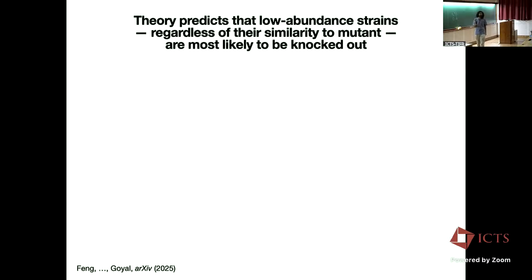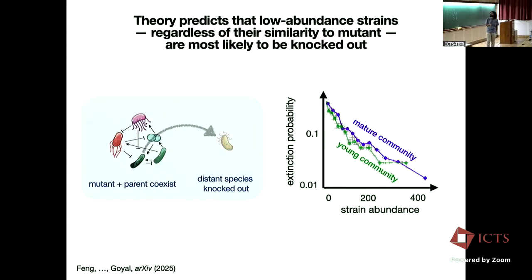And then the second thing is this idea of a distant species being knocked out. What you generally learn from this theory is that it's the low abundance strains, regardless of how similar or different they are to the mutant, that are most likely to be knocked out. One way to see this is that you can plot a distribution of the extinction probability as a function of the abundances of the different community strains that are present.